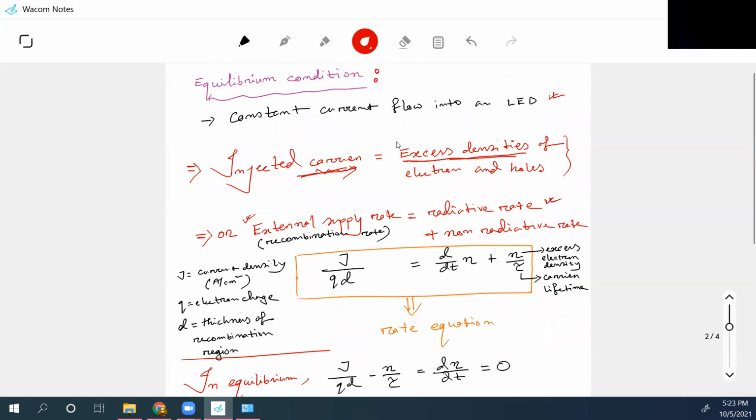So when recombination happens, it can happen as a photon or a phonon, which we call radiative and non-radiative. The external supply rate will be equivalent to the sum of the radiative rate and the non-radiative rate. For example, if you are supplying 100 excess carriers, 50 may do radiative recombination and the other 50 non-radiative. So what is the external supply? It is J by qd, where J is the current density, q is the electron charge, and d is the thickness of the recombination region.